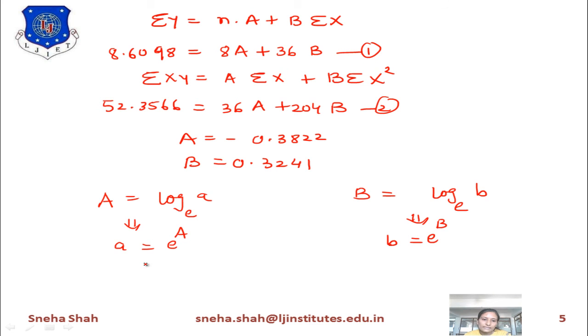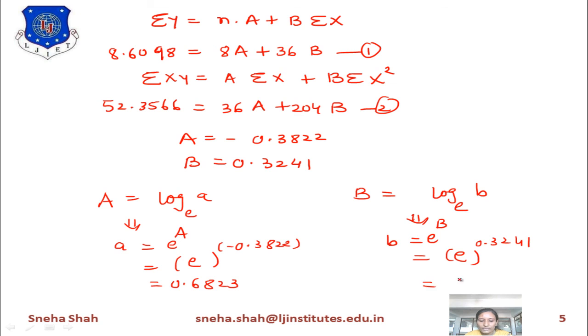Now if I put the value of capital A, which equals e raised to minus 0.3822, the answer is 0.6823. Similarly, we put the value of capital B to find e raised to 0.3241. We find it, and the value is 1.3827.